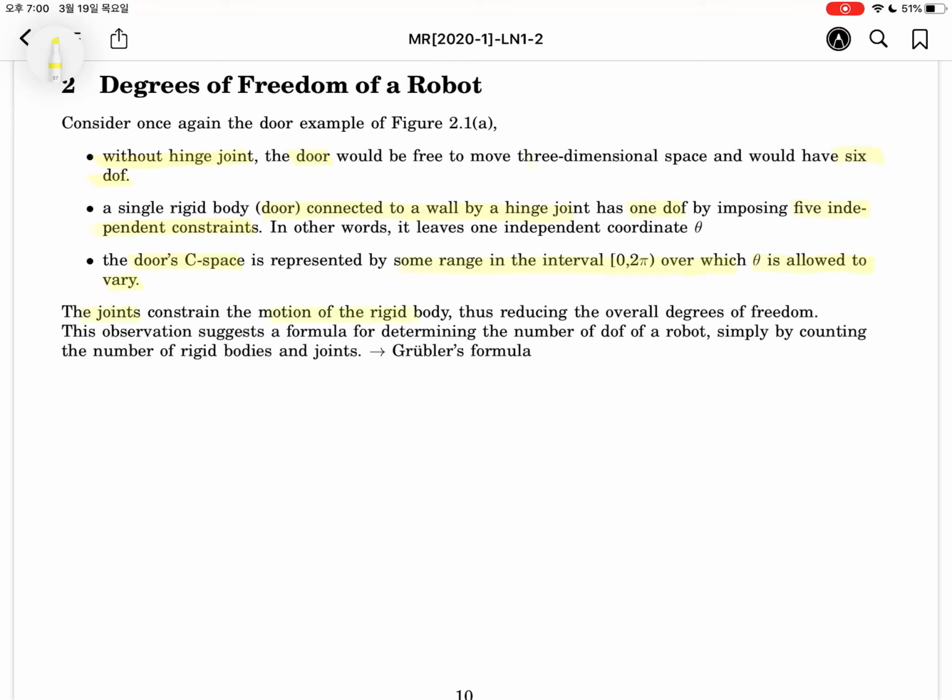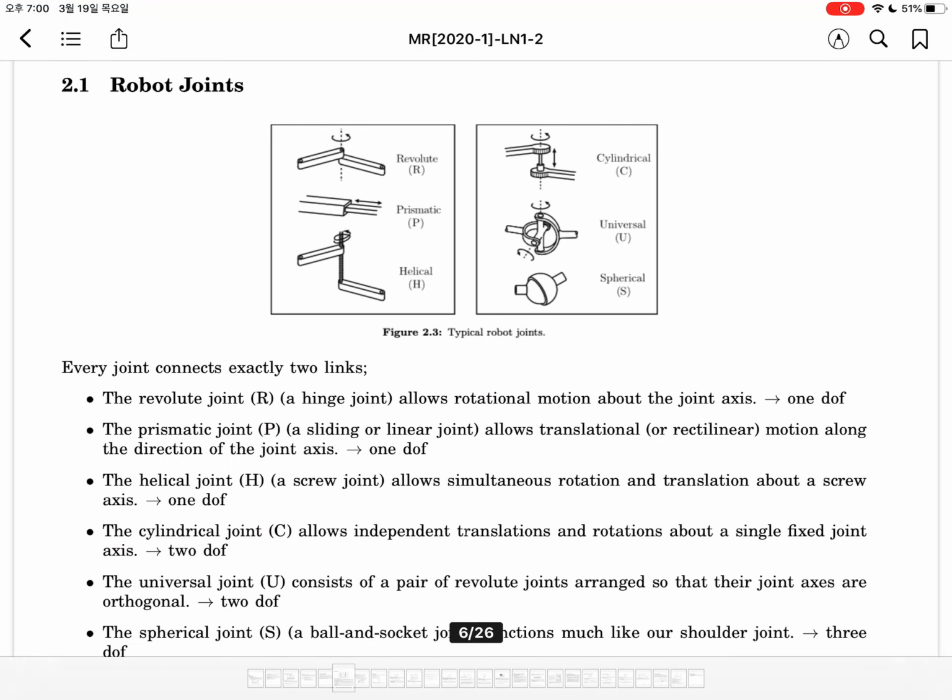The joint constrains the motion of the rigid body, so it reduces the overall degrees of freedom. This kind of observation suggests a formula for determining the number of degrees of freedom of the robot. The Grubler formula is very well known there. Before explaining the Grubler formula, we will introduce 6 kinds of robot joints.